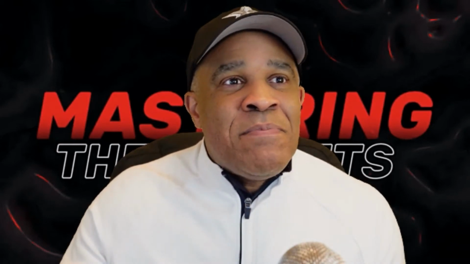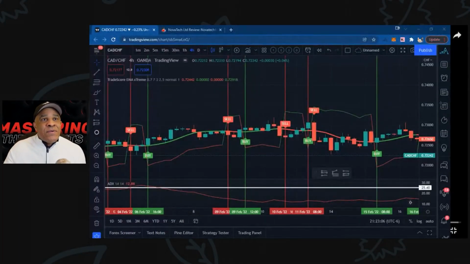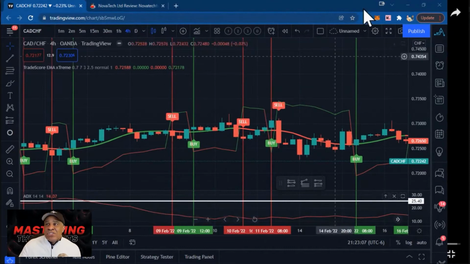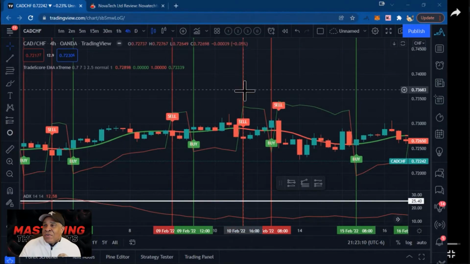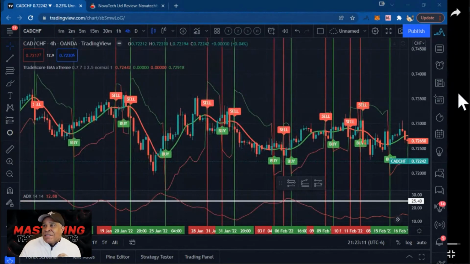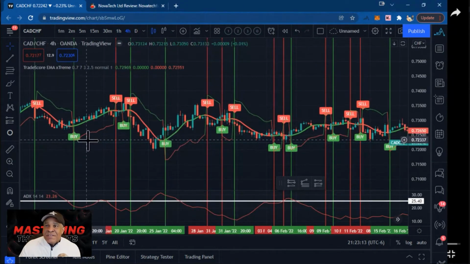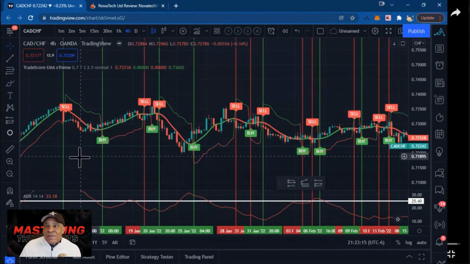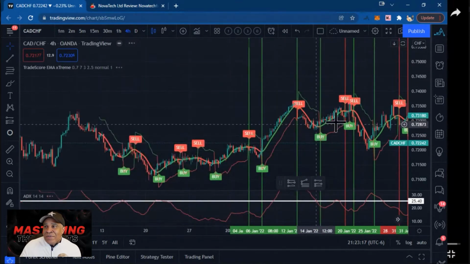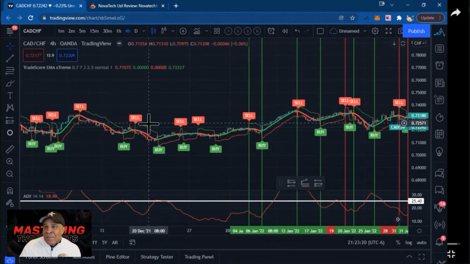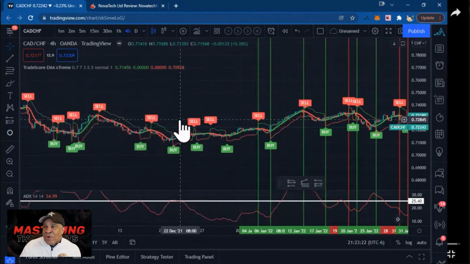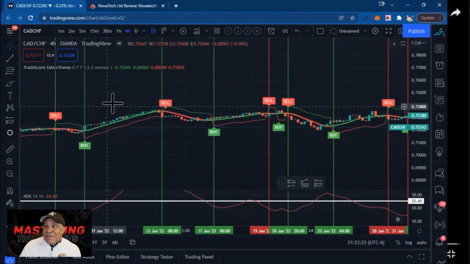So I'm going to pull up my screen here and we are going to look at this chart. And let's go ahead and start with this one. This is CAD CHF. Now I'm showing you this. I know I said US30, but this is a pair that tends to trade a little flat. Okay. It's not the most desirable pair to trade in the world. So what I want to show you is how this indicator performed.